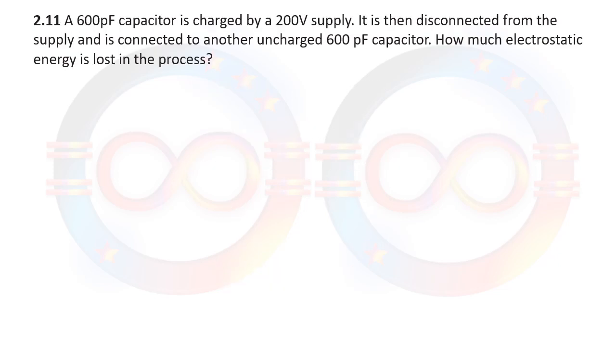Question number 11 is saying that a 600 picofarad capacitor is charged by a 200 volt supply and then disconnected from the supply and connected to another uncharged 600 picofarad capacitor. How much electrostatic energy is lost in the process? First of all, we know that charge is transferable. Charge can be transferred from one point or one conducting body to another body.